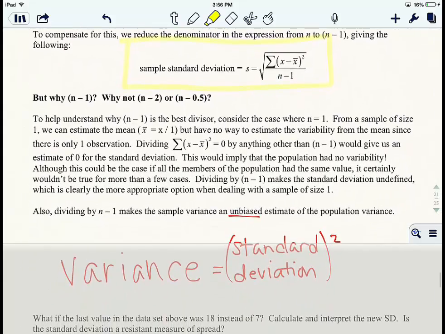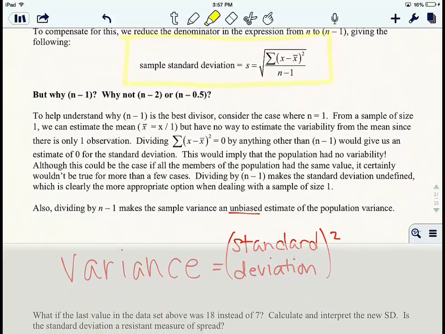So to help us understand why it's n minus 1, consider the case where n is 1, from a sample of size 1. We can estimate the average by the score divided by 1. But we have no way to estimate the variability from the mean since there is only one observation. Therefore, dividing the sum of the differences by anything other than n minus 1 would give us an estimate of 0 for the standard deviation. This would imply that the population had no variability.